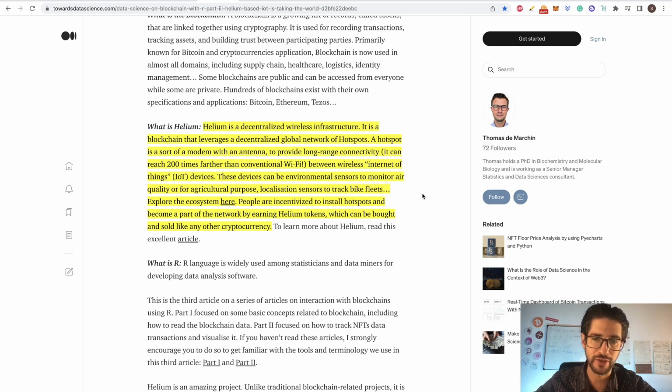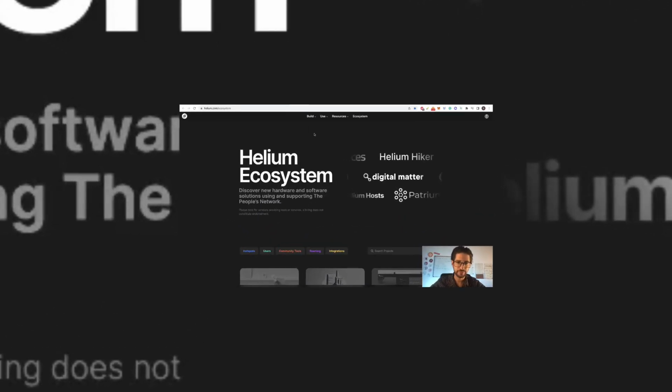People are incentivized to install hotspots and become a part of the network by earning Helium tokens, HNT tokens, which can be bought and sold like any other cryptocurrency. So this is one of the important parts of the ecosystem. It's not the only one, you also have validators and other members of the infrastructure, but you can have your hotspot and earn, like mining, HNT tokens by having your hotspot active.